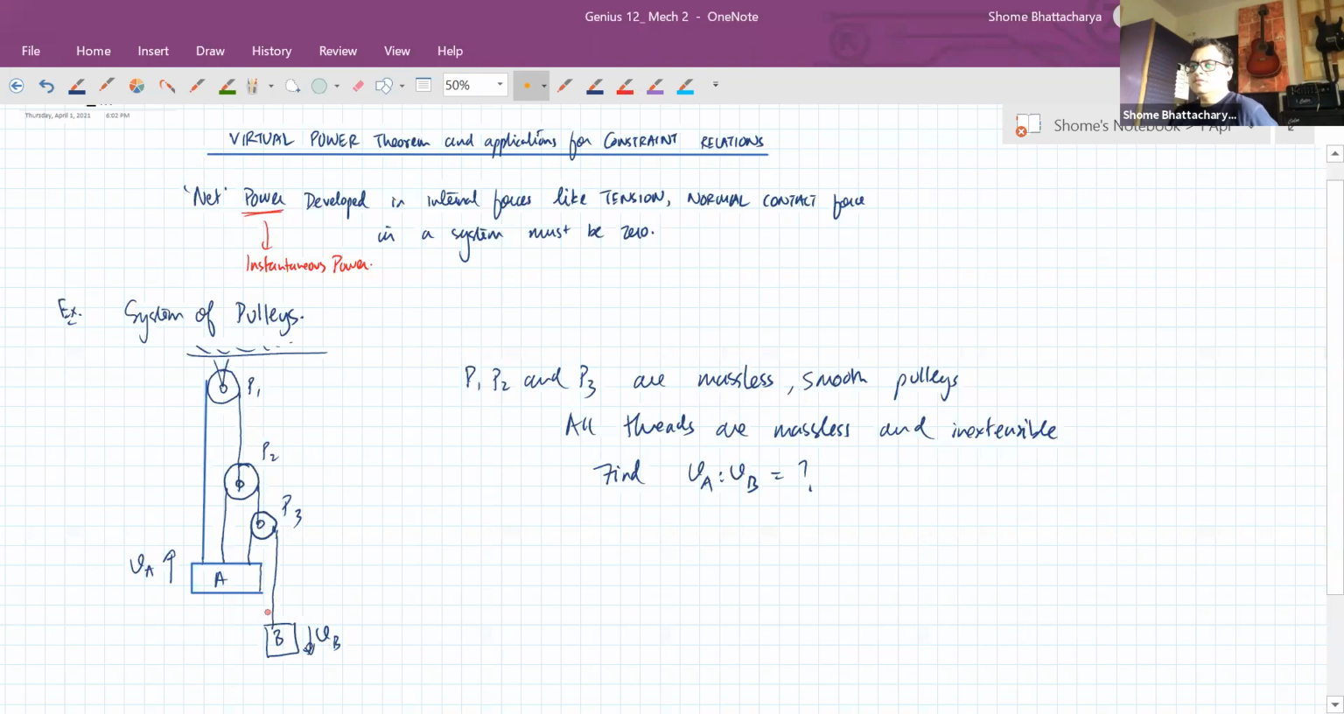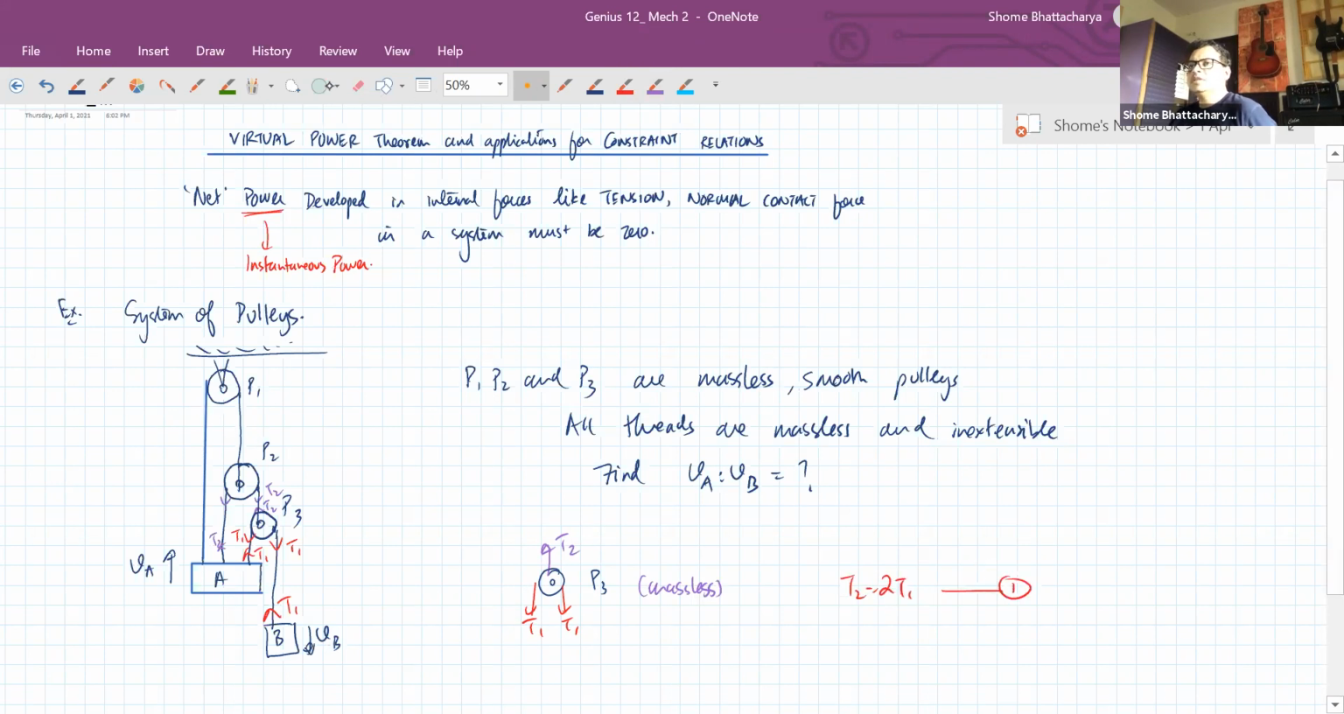So what we'll understand here is that if the tension in this string is T1, okay, and the tension in this other string is T2, then by looking at the free body diagram of the massless pulley P3, we can see that the relation between T1 and T2 is that T2 is twice of T1. So T2 becomes twice of T1.